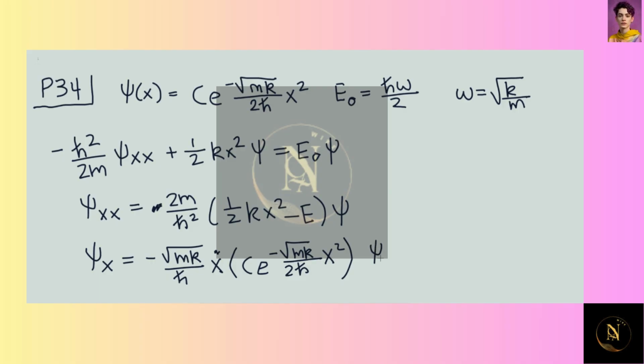Once that's figured out, we end up with negative root mk over h bar, and then it's just the same stuff, the original wave function, which I'll put in blank parentheses. And then we have a second term, mk over h bar squared, x squared, times the original wave function and everything. So that's it for the second derivative. Now we can set these two sides equal and see if we can get them to be explicitly equal to each other.